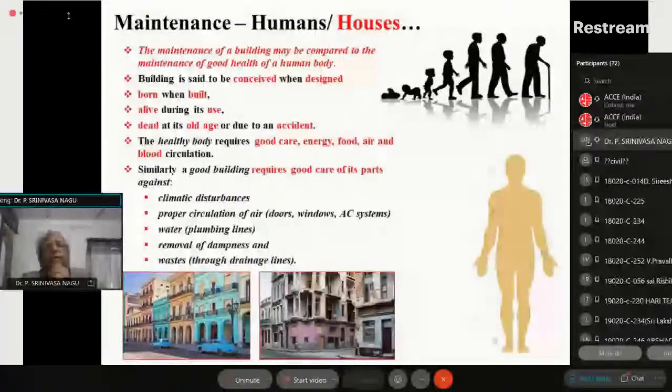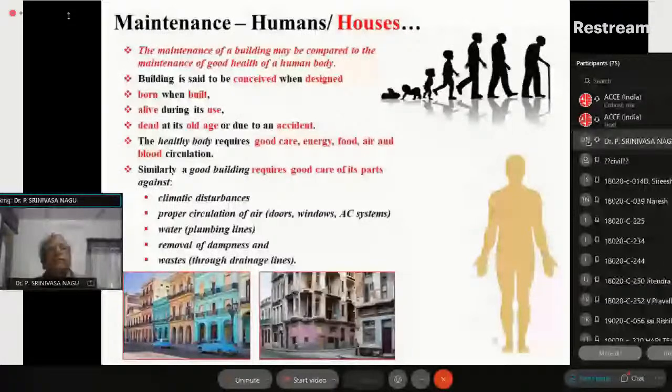When you have designed the building, you gave the shape. So it is conceived, the body is conceived in the mother's womb. When it is born, when you see it on the ground, when it is built, okay, the body is born, the baby is born, means the building is built. And during its use, it is alive. This is the human person is alive.